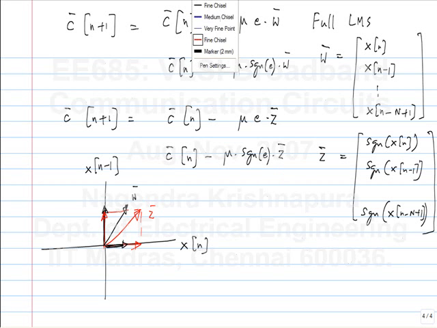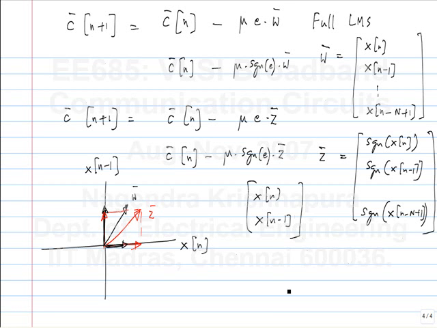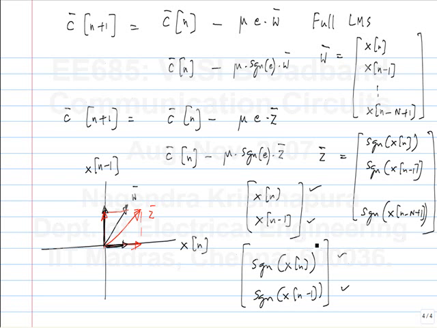So let's say you form a vector with x of n and x of n minus 1. This is one vector. And another vector is sign of x of n and sign of x of n minus 1. So if you think of this as the x component of the vector, this is the y component of the vector. Similarly here, the second vector is at a 45 degree angle always, right? Because it has unit magnitude for each of the components, whereas the first one can have any angle. Okay. So the direction will be different.